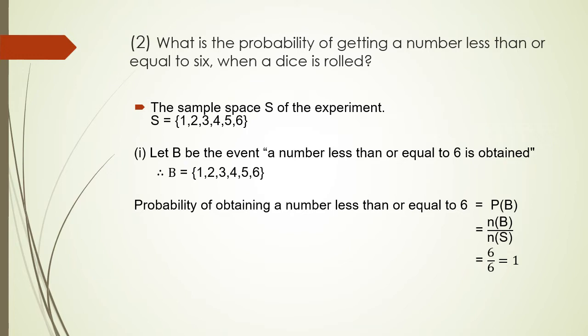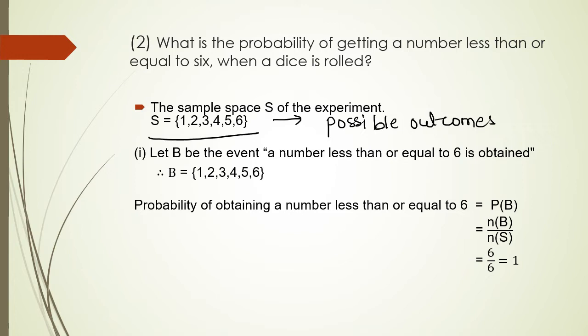Now let's take a look at the second example. What is the probability of getting a number less than or equal to 6 when a dice is rolled? Whenever a dice is rolled, the sample space is all the possible outcomes taken together. On the dice there are only 6 faces, and on the 6 faces we have the numbers 1, 2, 3, 4, 5 and 6 labeled on them.